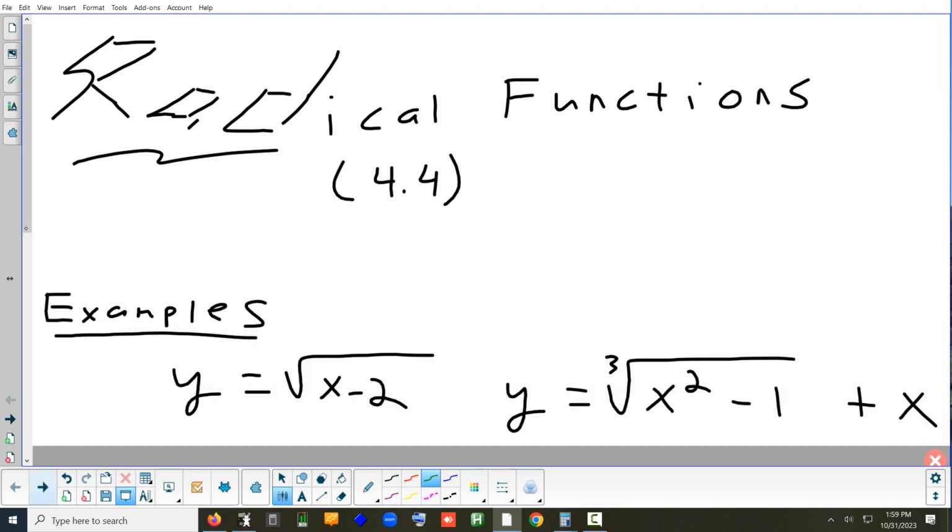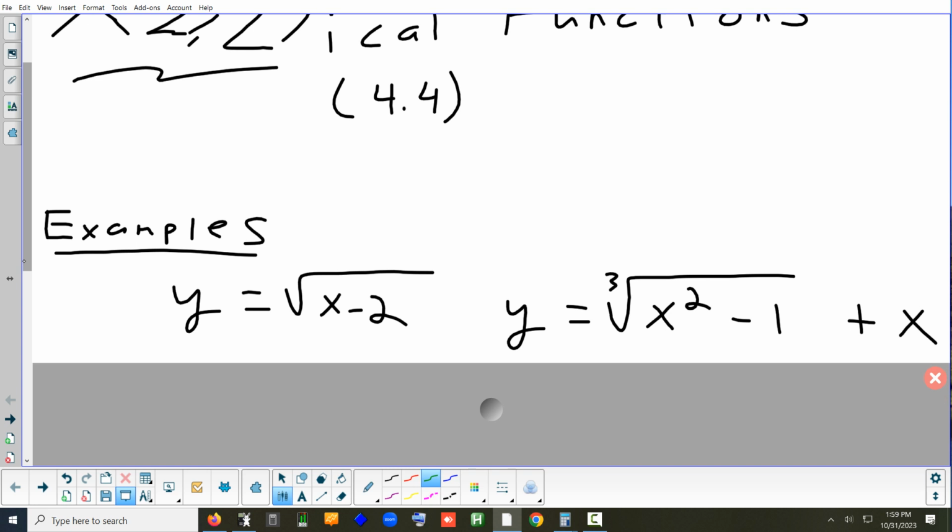All right, so that's some examples of radical functions. The first one is a square root function, the square root radical. That's a cube root radical. Generally, if you're taking a square root, you don't put a number in that spot. You just leave it blank. If you're taking a root for anything other than a square root, like a cube root or a fourth root, you need to put a number in that spot.